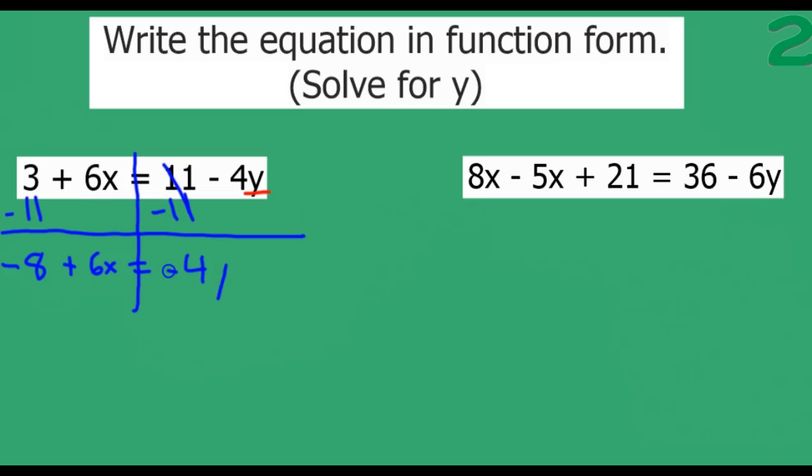equals negative 4y. Divide that by negative 4, and we divide everything by negative 4. So negative 8 divided by negative 4 is going to give me a positive 2, because two negatives make a positive. Minus, now 6 I can't divide by 4, but I can take something out of both of those. I can take a 2 out of both. So 6 divided by 2 is going to give me 3x. 4 divided by 2 is going to give me 2 equals y.